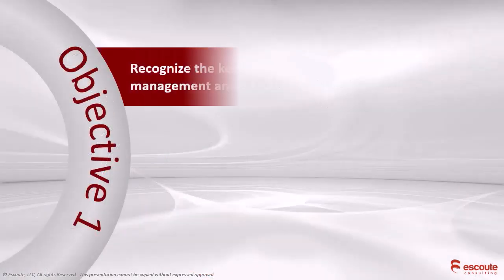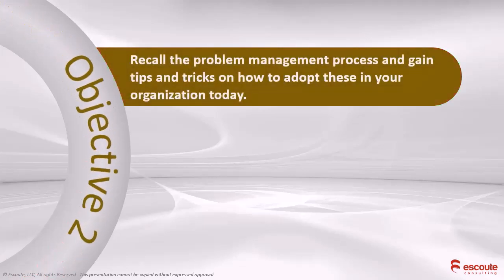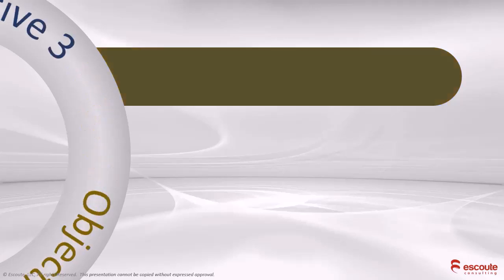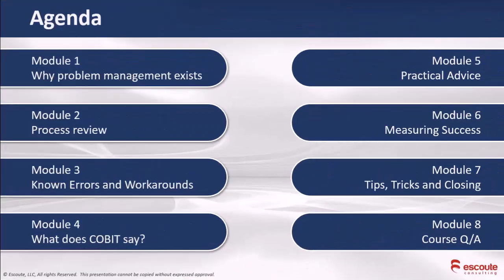Let's see what we're going to learn here. Objective number one, we'll recognize the key terms and aspects of problem management and how it benefits the organization. Our second objective is to recall the problem management process and gain tips and tricks on how to adopt these in your organization today. And then finally, we'll identify key control objectives for problem management and know where to find these in the COBIT framework.